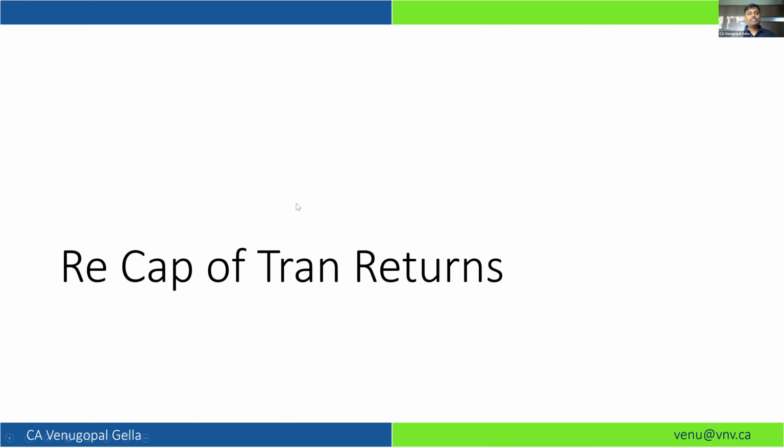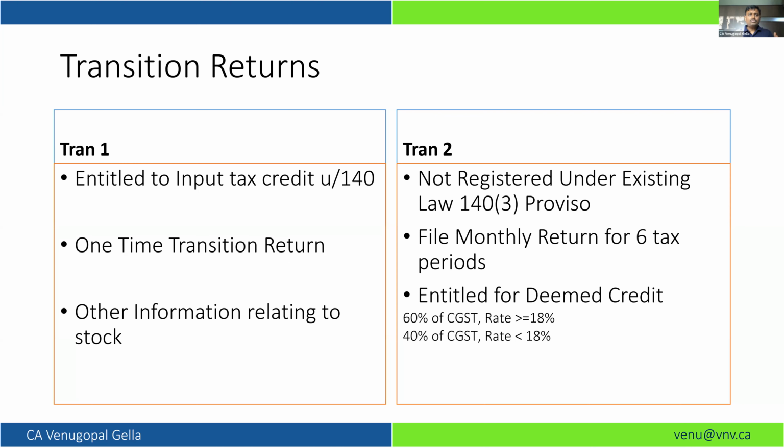They could not file. Now, just to recap what the transition returns were and what credits were there: Tran 1, Tran 2, Tran 3. Majorly it was Tran 1 and Tran 2. In Tran 1, on the appointed day, whatever input tax credit was lying either in the credit ledger or in stock was carried forward.